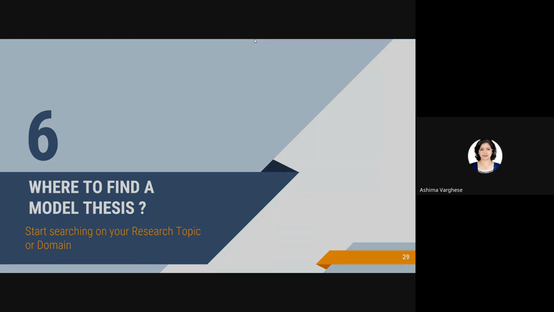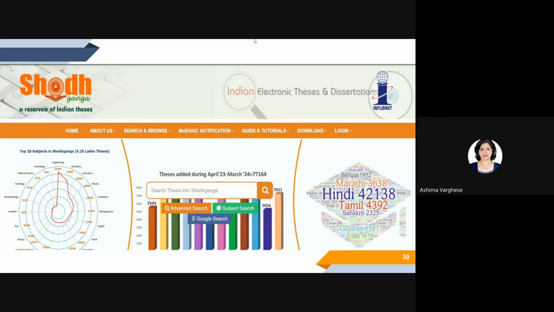So let's consider this. In the last 10 to 15 minutes we will be discussing this. This is Shodh Ganga, a reservoir of Indian thesis. See, this is actually a very good source of information.